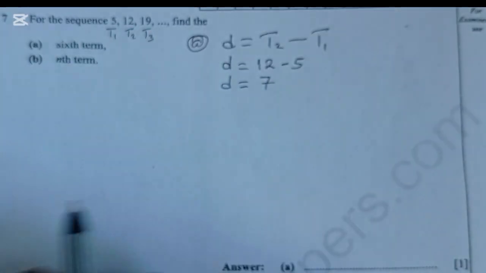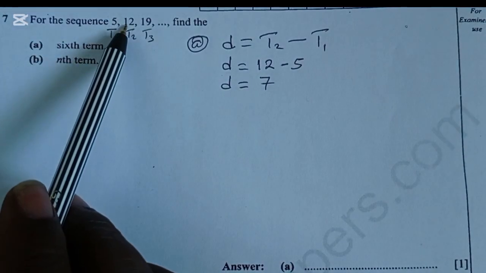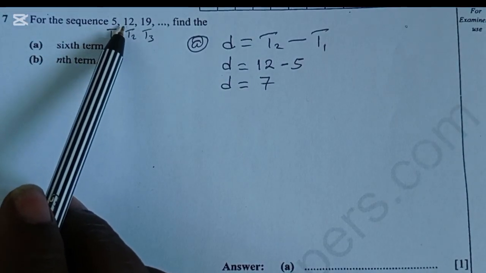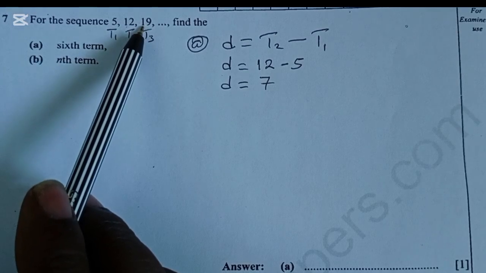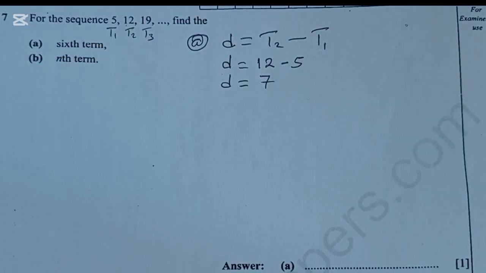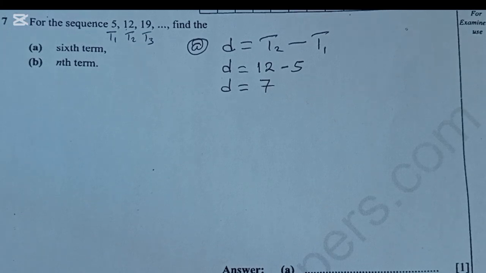So I'll say 5 plus 7, that is 12. 12 plus 7, that is 19. 19 plus 7, that is 26. 26 plus 7, that is 33. 33 plus 7, that is 40.